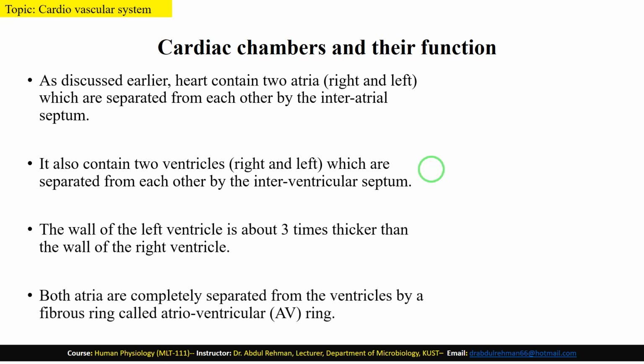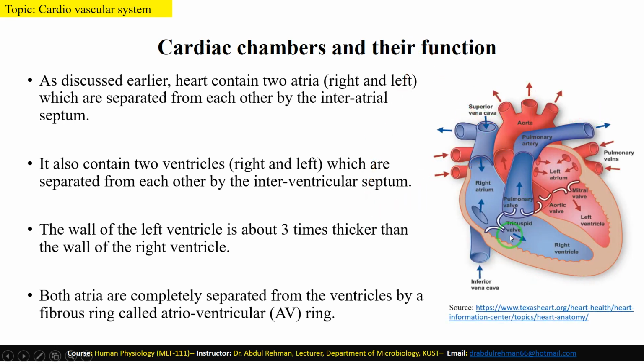And both atria are completely separated from the ventricles by a fibrous ring called the atrioventricular ring. Here you can see, this is the right atrium and this is the left atrium. So there is a membrane called the interatrial membrane which separates the left atrium from the right. Similarly, the right ventricle is separated from the left ventricle through the interventricular septum, and the atria are completely separated from the ventricles by a fibrous ring-like structure called the atrioventricular ring.